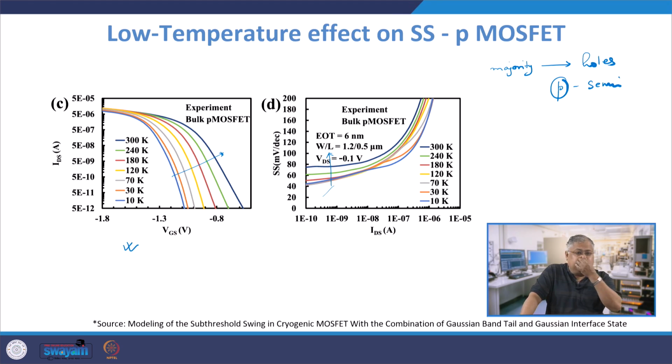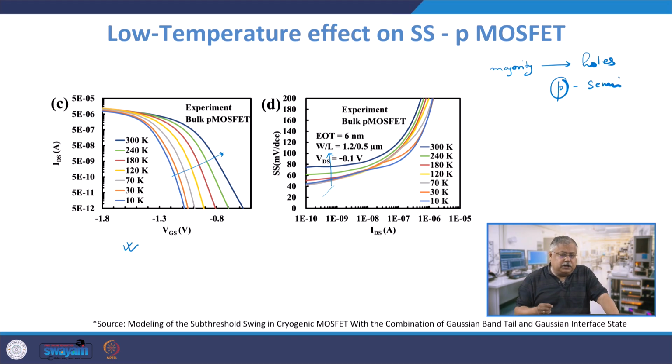So basically I am below saturation, and I can see that the subthreshold swing goes on increasing as I move from a lower temperature to a higher temperature. Exactly the same sort of observation as NMOS. So observation wise they are exactly the same.